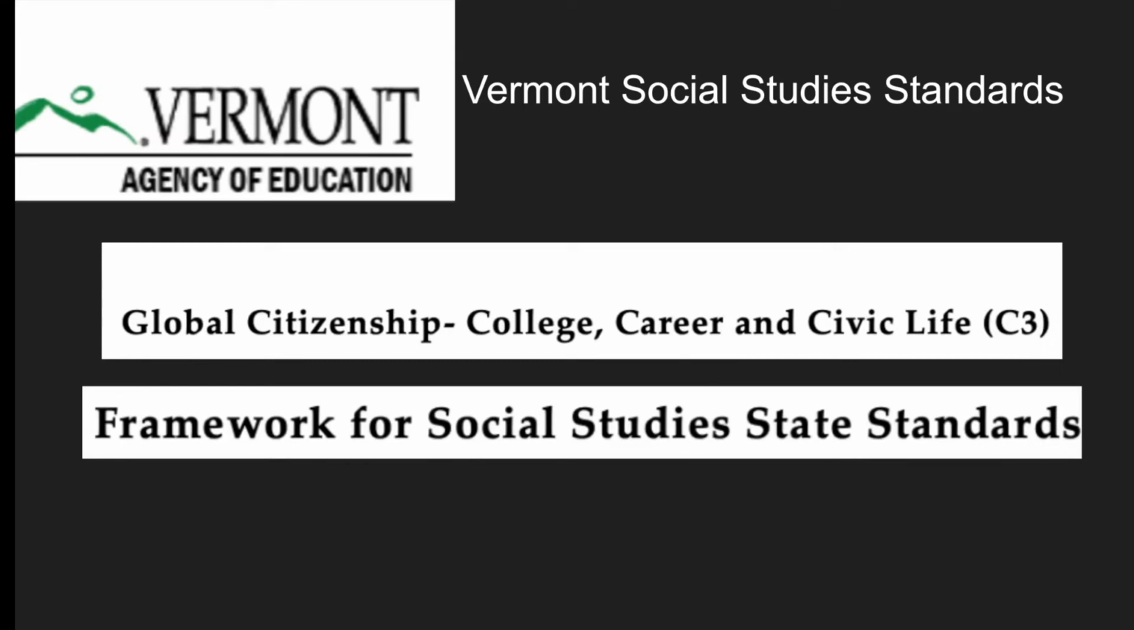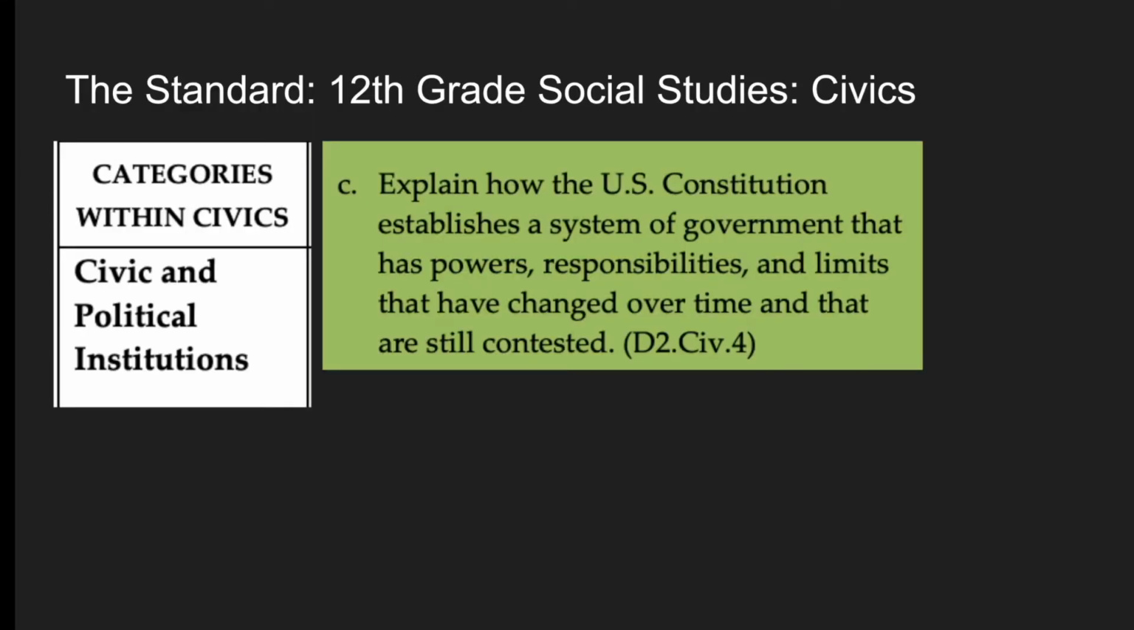So Vermont Social Studies Standards goes by something called C3 under Global Citizenship for College, Career, and Civic Life, and the Framework for Social Studies State Standards. This will include history, sociology, geography, economics, financial literacy, and then civics. So it's kind of all-encompassing into what social studies is as far as what students need to know by the time they graduate.